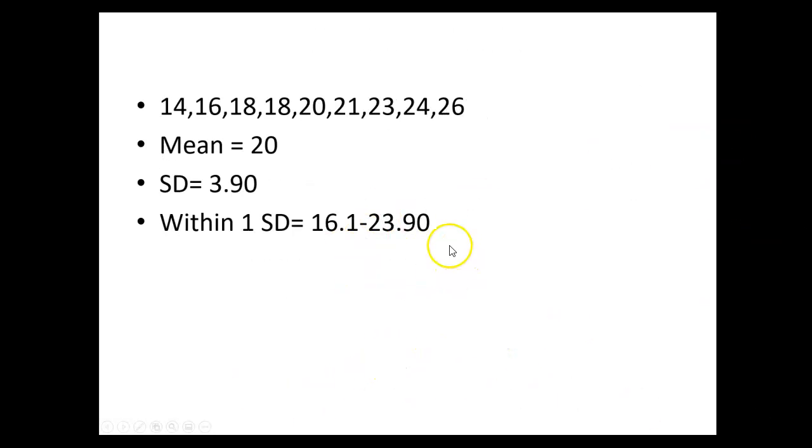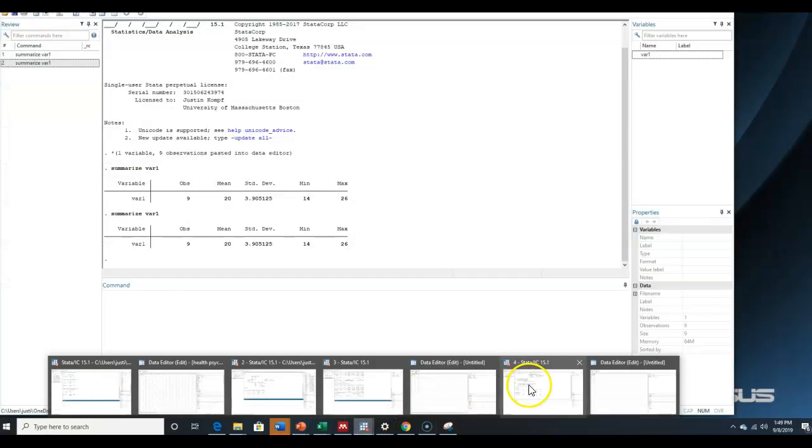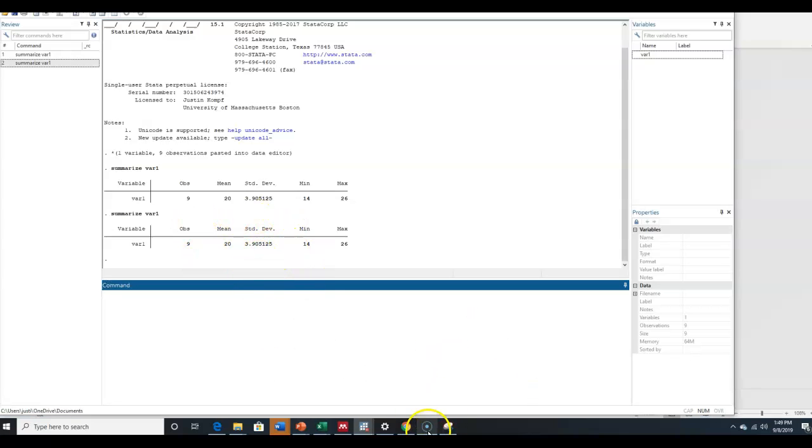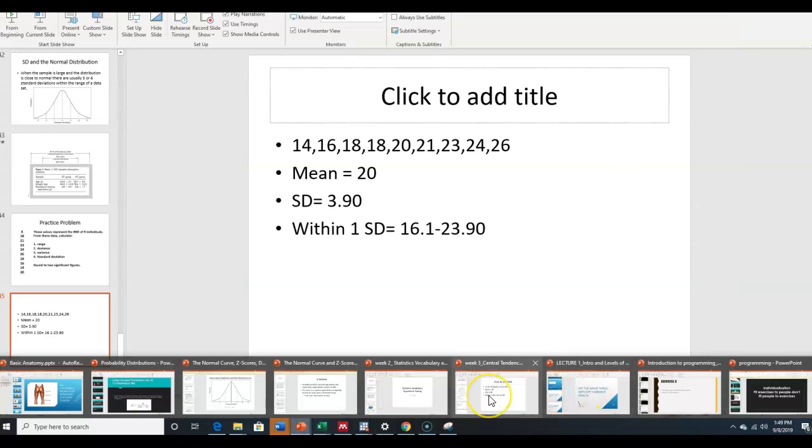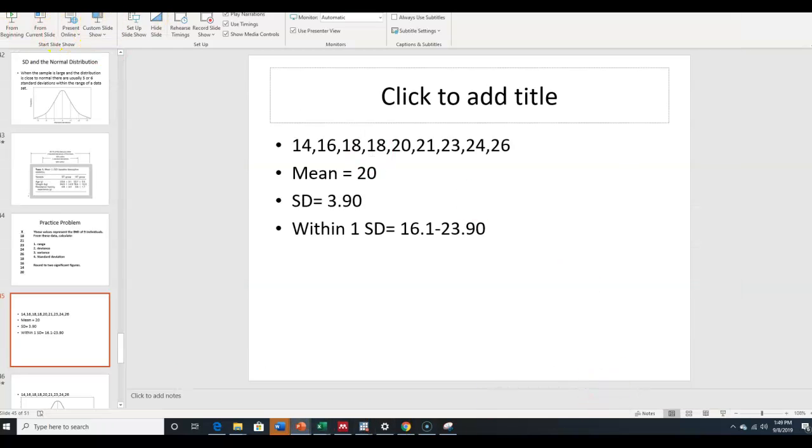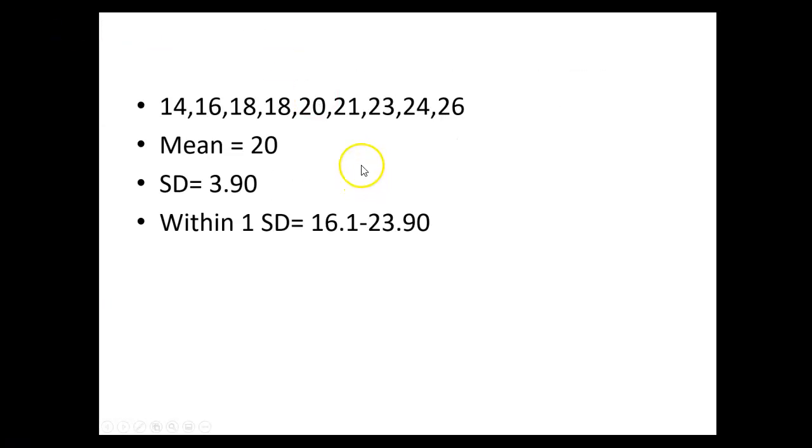Now, I wanted to show you this. This is part of the data that I already pulled up on Stata, where we showed that the standard deviation is 3.90. So this is the data organized. The mean of this data is 20, and the standard deviation is 3.90. So now within 1 standard deviation, we're going to have the numbers 16.1 to 23.90.